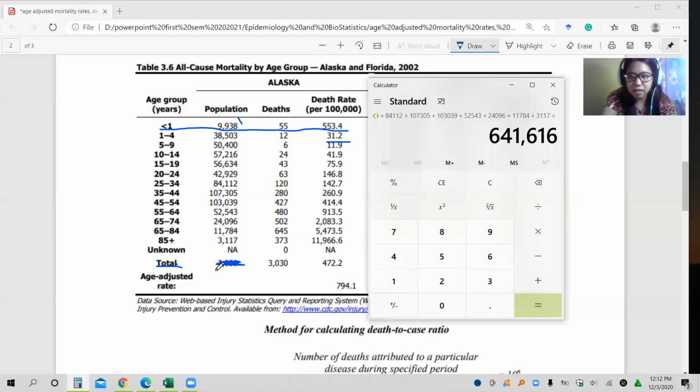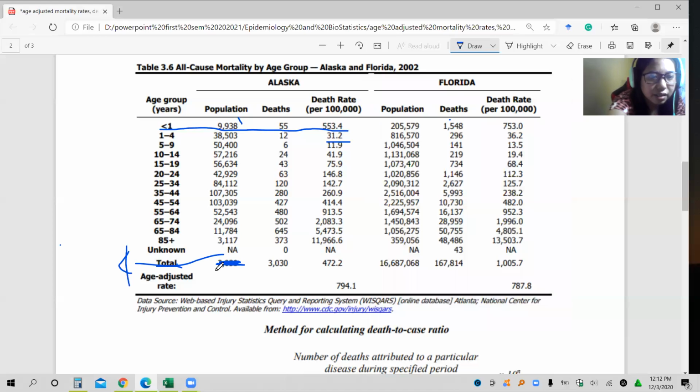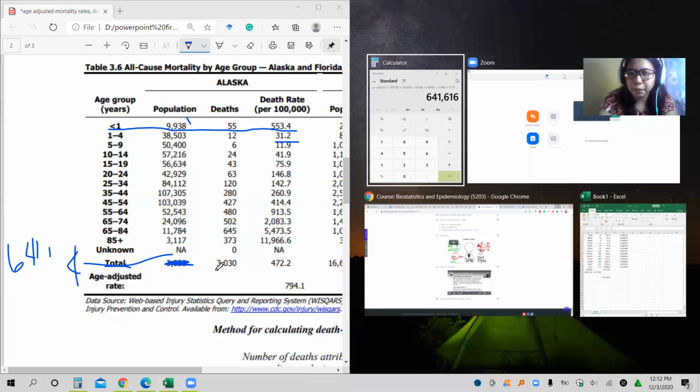So let us place it here. This value here is 641,616.